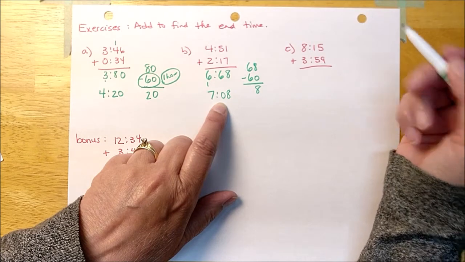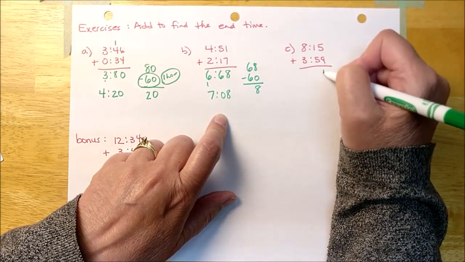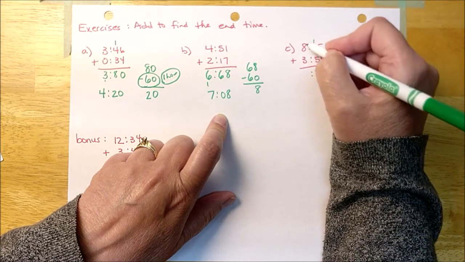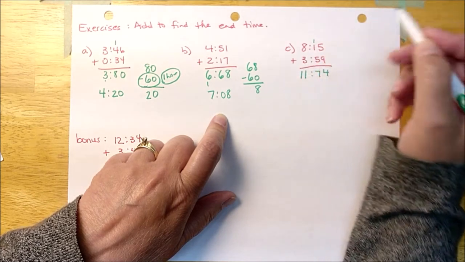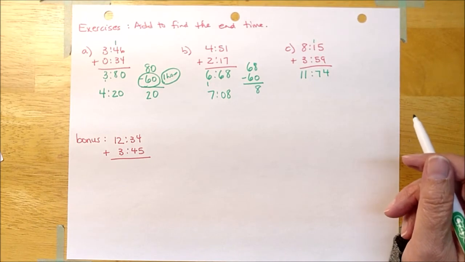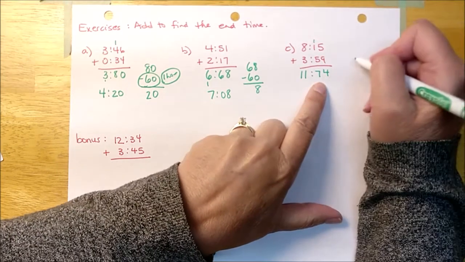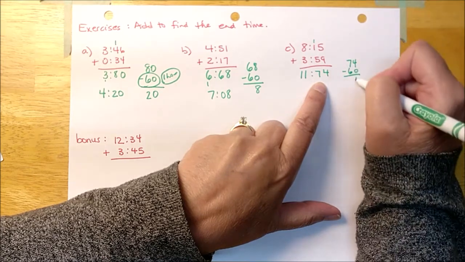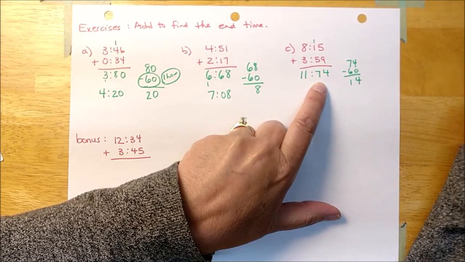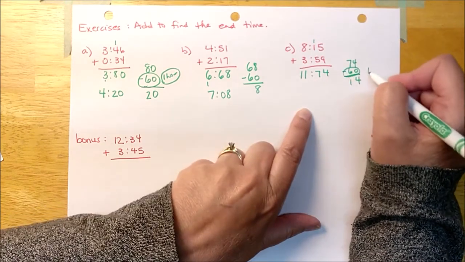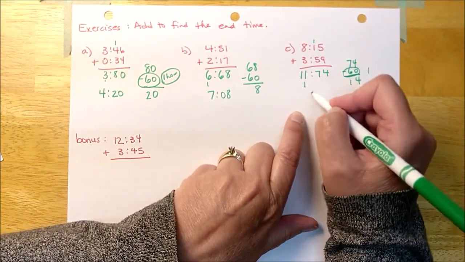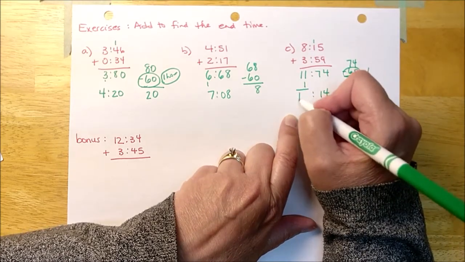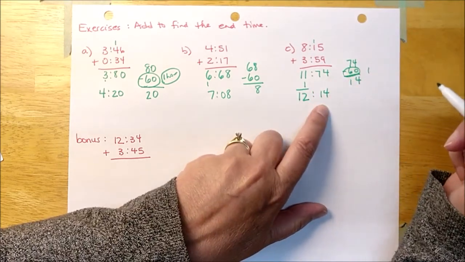You're doing awesome. 5 and 9 is 14. 5, 6, 7, 8, 9, 10, 11. So we finished this activity at 11:74, but we can't have 74 minutes, so we're going to take that hour away. Those 60 minutes, that hour, and we're left with 14. So this hour, 1 hour, we have to add over here, so he's going to be over there. And we have 14 minutes left, and when we add those two together, it's 12:14.